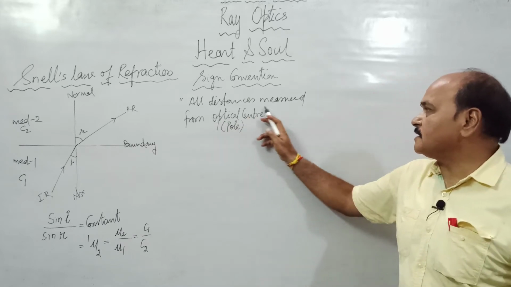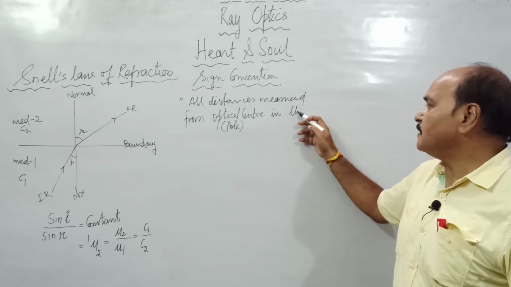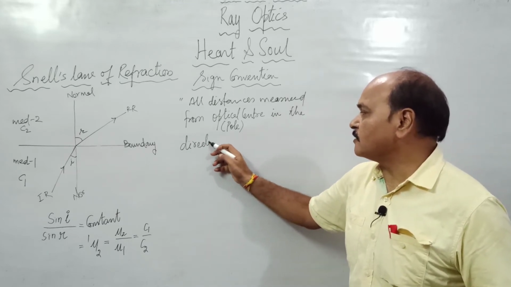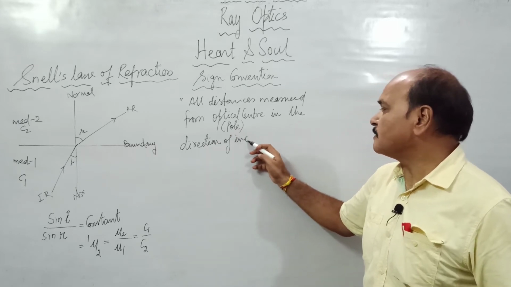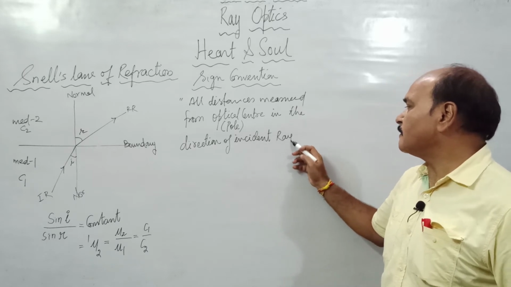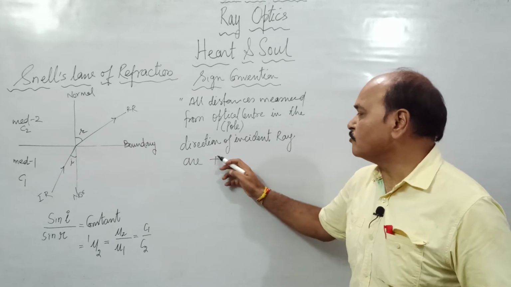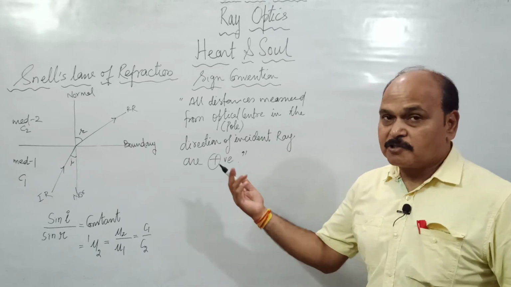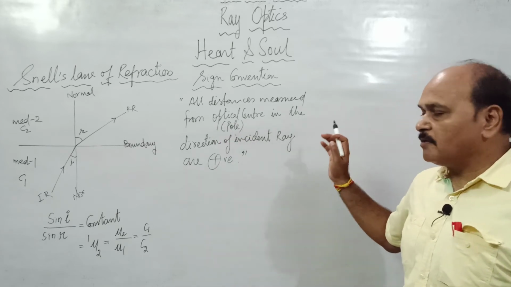So all distances measured from optical center in the direction of incident ray are positive. Yeah, this is sign convention. So what is important about this particular sentence?